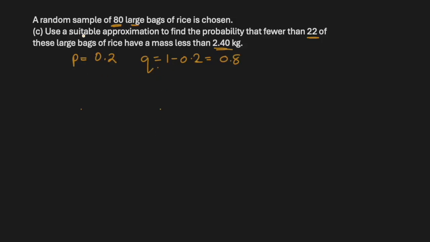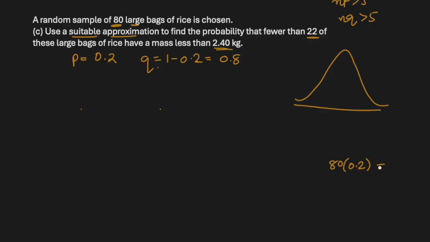Okay. Now they are asking us for a suitable approximation, and what approximation is better than the normal distribution. But for the normal distribution, we first need a test. np should be greater than 5 and nq also should be greater than 5. So let's test it here first. n is how much? How many total bags? 80 large bags. So 80. Probability is 0.2 of success. So we get 16, more than 5. Very good. 80 times 0.8, of course it will be 64, more than 5 again. So we can use the normal approximation.